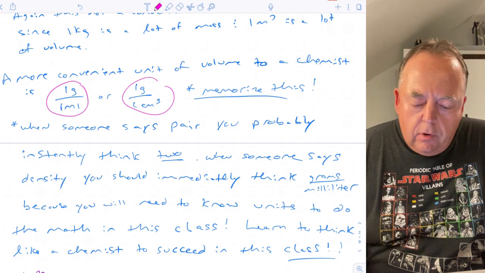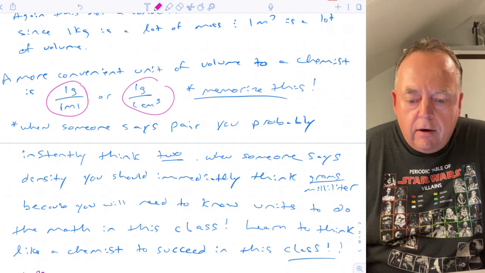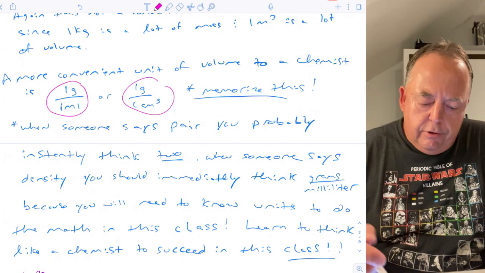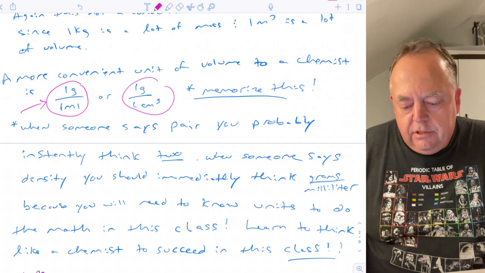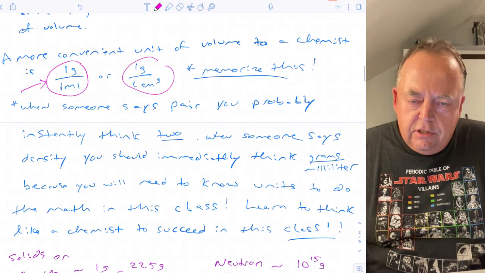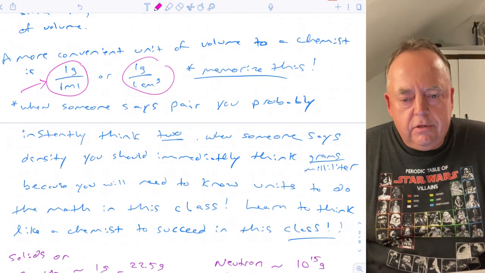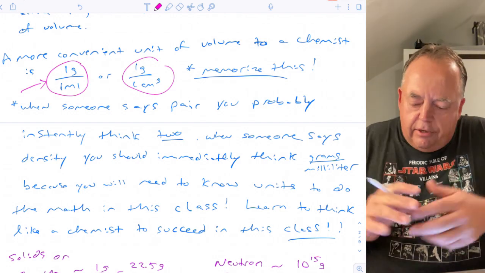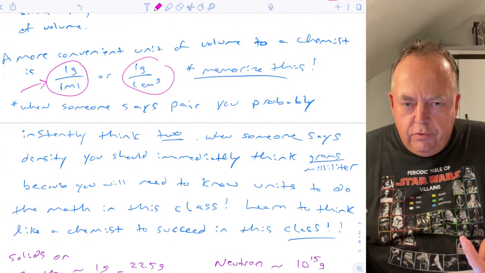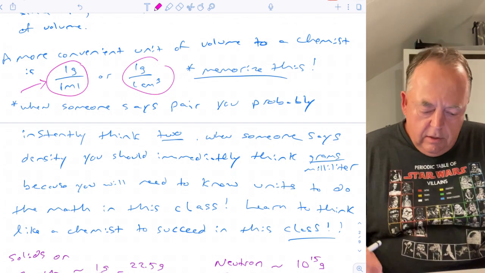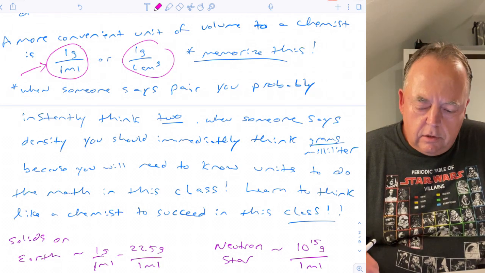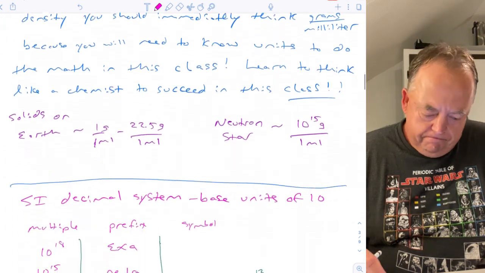So that's something you should just memorize. When somebody says pair, for example, you probably think of 2. So when somebody says density, you should learn to think like a chemist: grams per mil. Why? Because when you do calculations in this class, you have to keep track of units. That's how you get to an answer. That's how you set a problem up, so that the units work out right. If you don't know the unit, then you can't do the calculation. So whenever somebody says density, what should just pop into the back of your mind is grams per mil, so that you can set the math up.